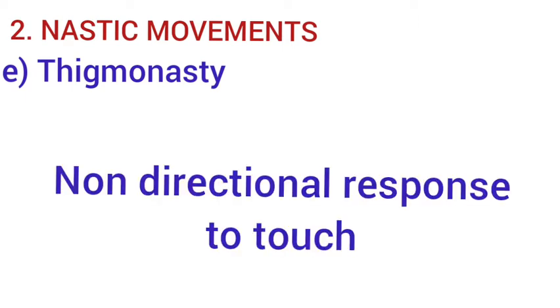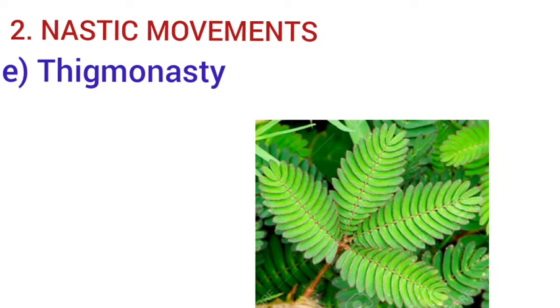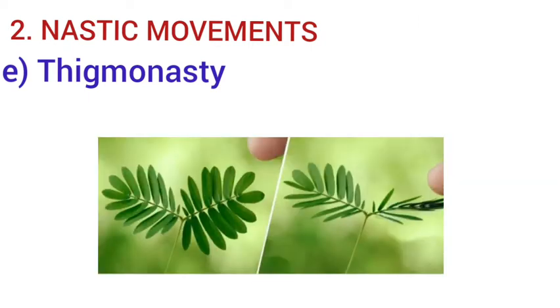They are non-directional responses to stimuli. They differ from tropic movements. There are many types of nastic movements. Mimosa shows thigmonasty, which is the response to touch. What happens when we touch the leaves of this plant? Mimosa pudica is a plant with compound leaves which droop when they are stimulated.